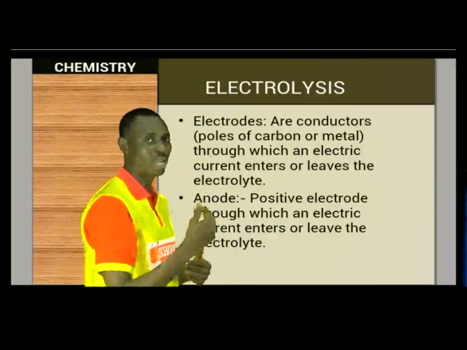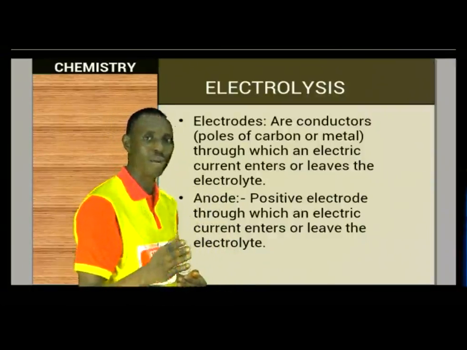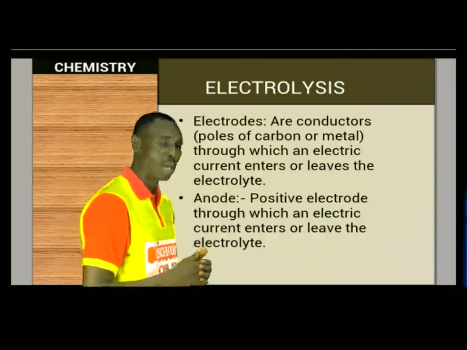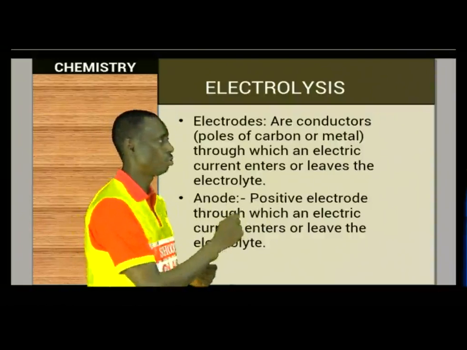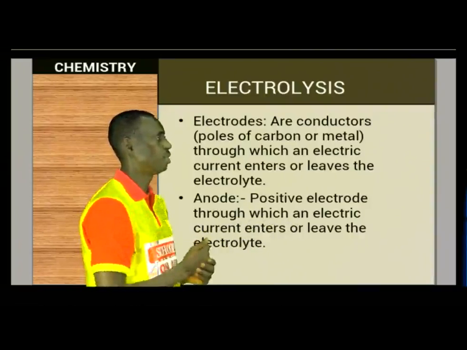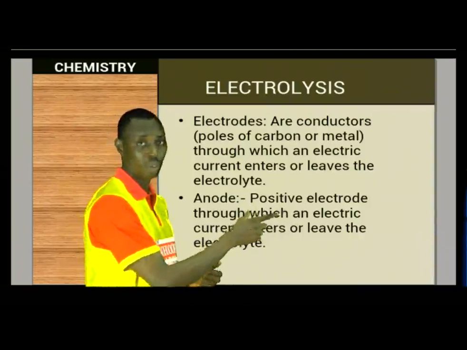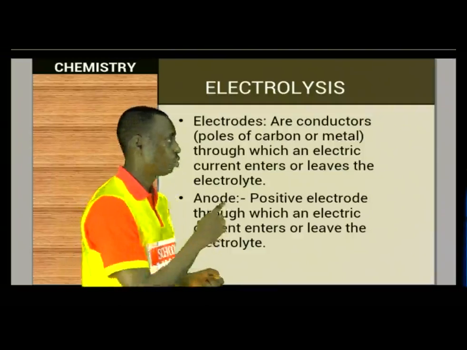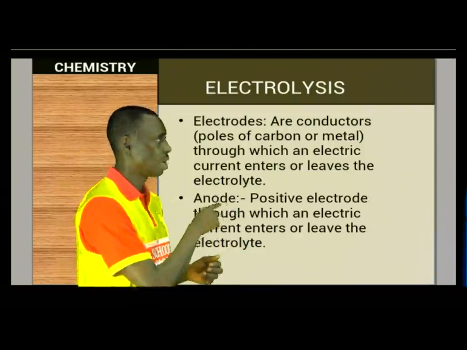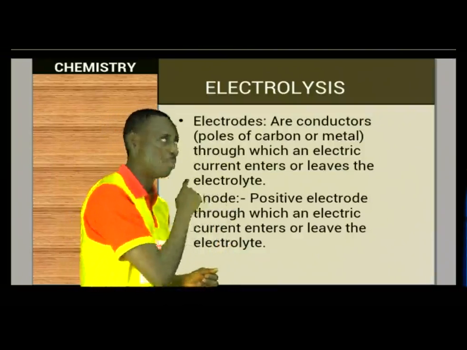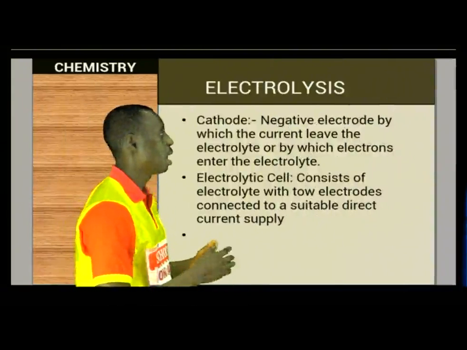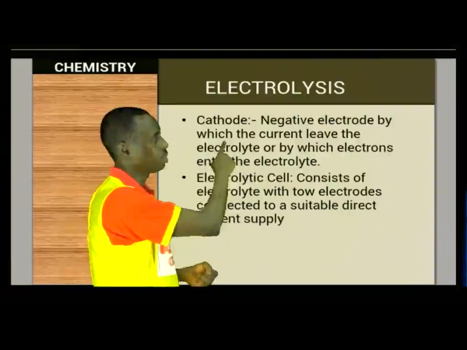When I was talking about the electrode, I said that we will end up having a positive pole or a negative pole. One of those poles is the one that we refer to as an anode. An anode is a positive electrode or a positive pole through which an electric current enters or leaves the electrolyte. So an anode is a positive electrode, and it's through this anode that electric current will either enter or leave the electrolyte. And so indirectly, anode is one of the electrodes, but it's a positive electrode. So we also have another electrode, the one that we refer to as the cathode.